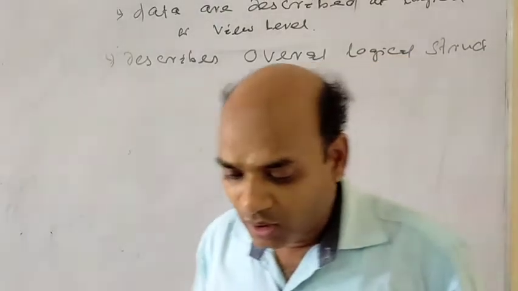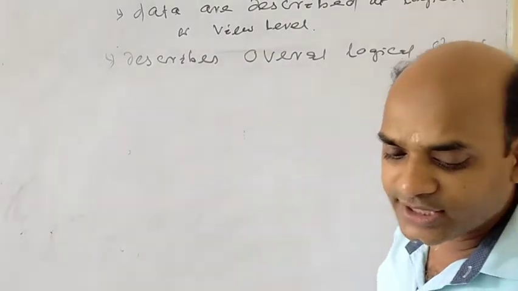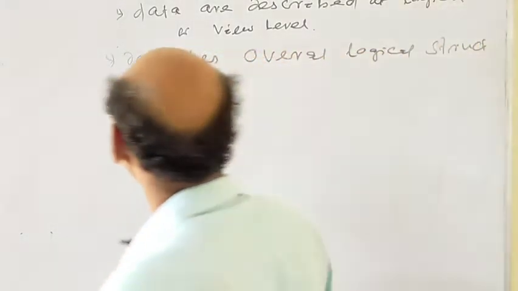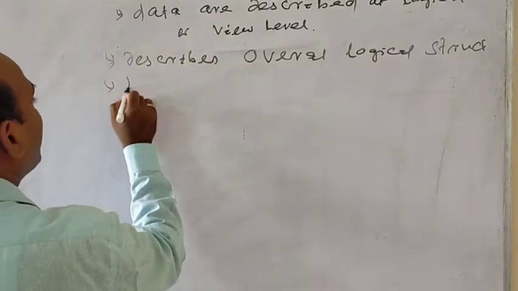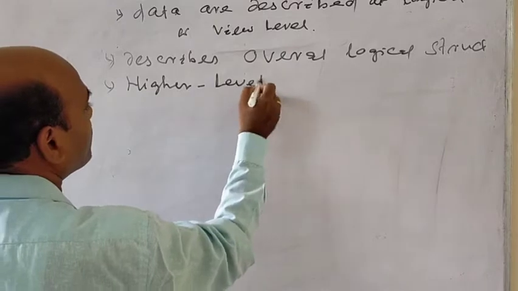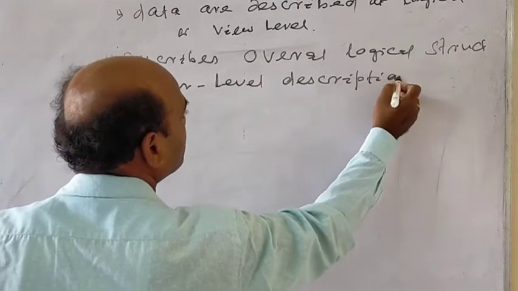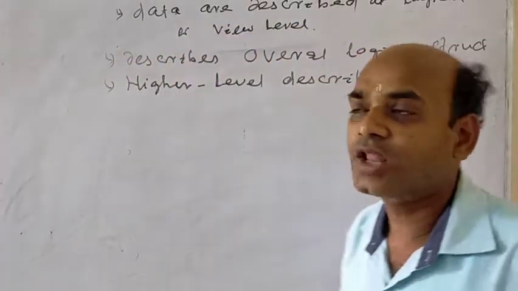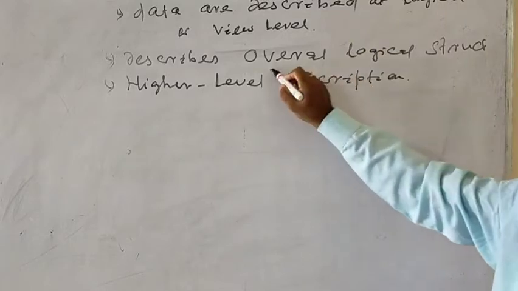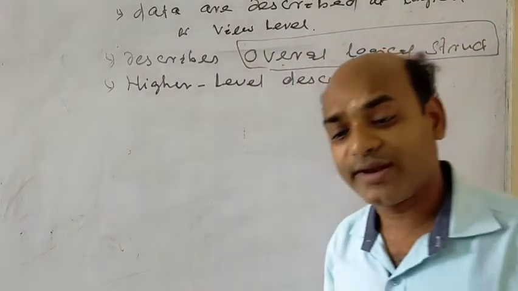So it also provides a higher level description of the implementation. They also have a higher level description of the database system. So this is most important. In the record-based logical model, the overall logical structure of the database will be well described.